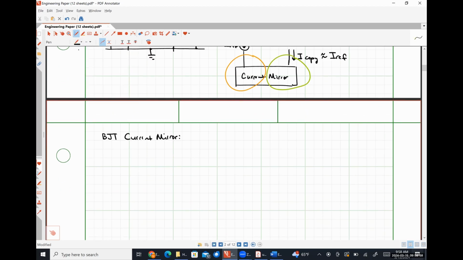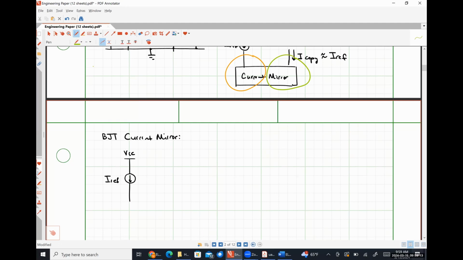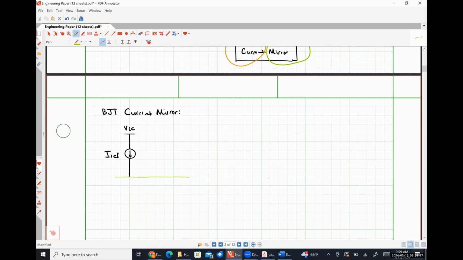So our starting off point is effectively this. Here's VCC. Here's our reference current. I'm going to put a box around this thing, where this box is our current mirror.